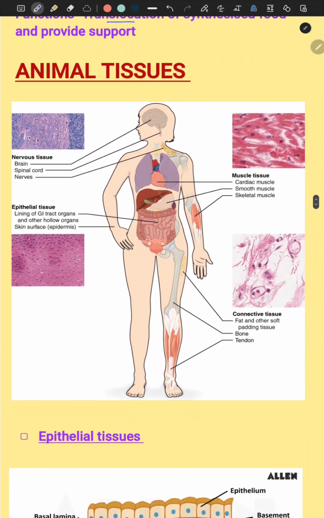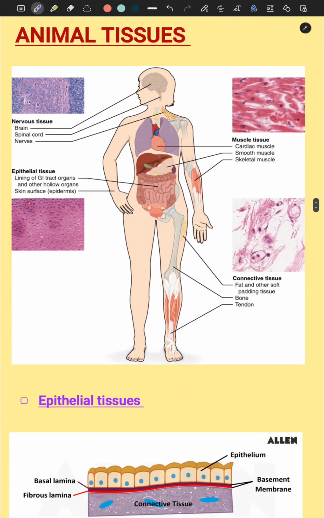Next, let's move into the animal tissues. As you can see in this figure, we are going to discuss the muscle tissue, the connective tissues, nervous tissue and epithelial tissue. Nervous tissues consist of the brain, spinal cord and nerve cord. Muscle tissues are of 3 types. We are going to discuss cardiac, smooth and skeletal tissues. And under the connective tissues, we are going to discuss the blood.